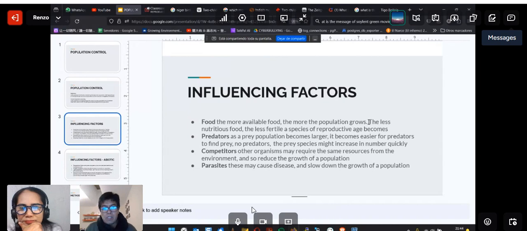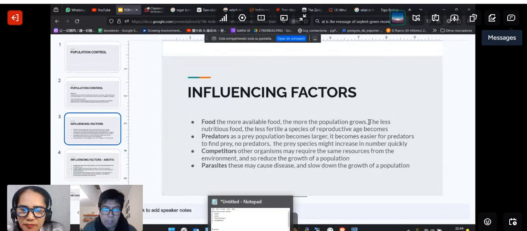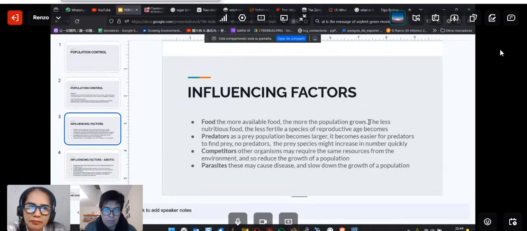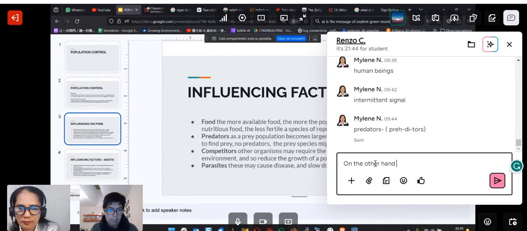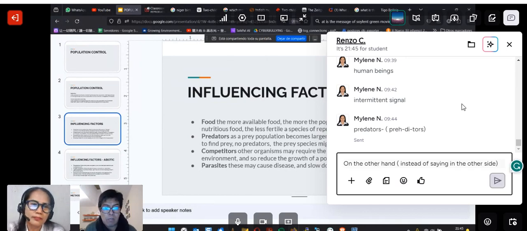And on the other side, when there are no predators, or their number decreases, then the prey species can increase very quickly, because there are no predators eating them and lowering the amount of population.